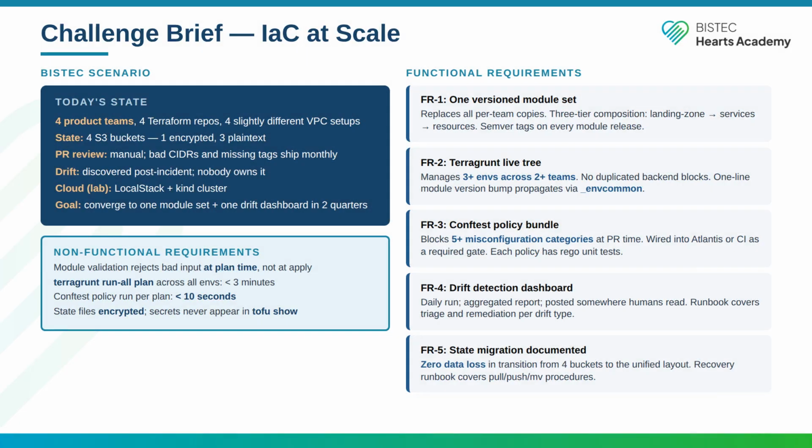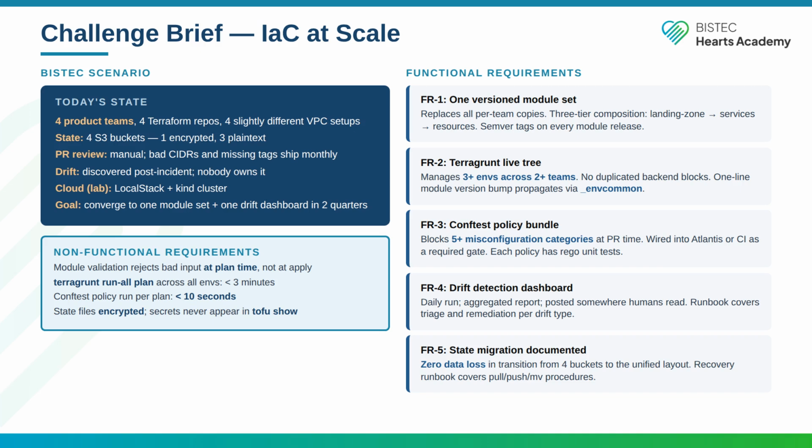The challenge puts the session's content into a concrete production scenario. Bistec has 4 product teams, each with their own Terraform repository. Each repository started as a copy of the same template and has since diverged. 3 of the 4 state buckets are unencrypted. Bad CIDRs and missing tags reach production monthly because manual PR review cannot keep pace with the deployment velocity. Nobody owns drift detection, and it is consistently discovered after an incident rather than before.